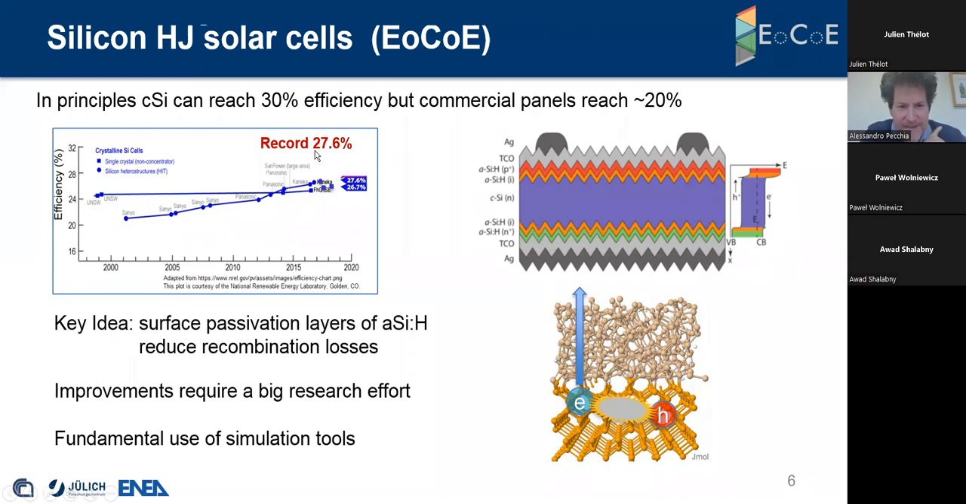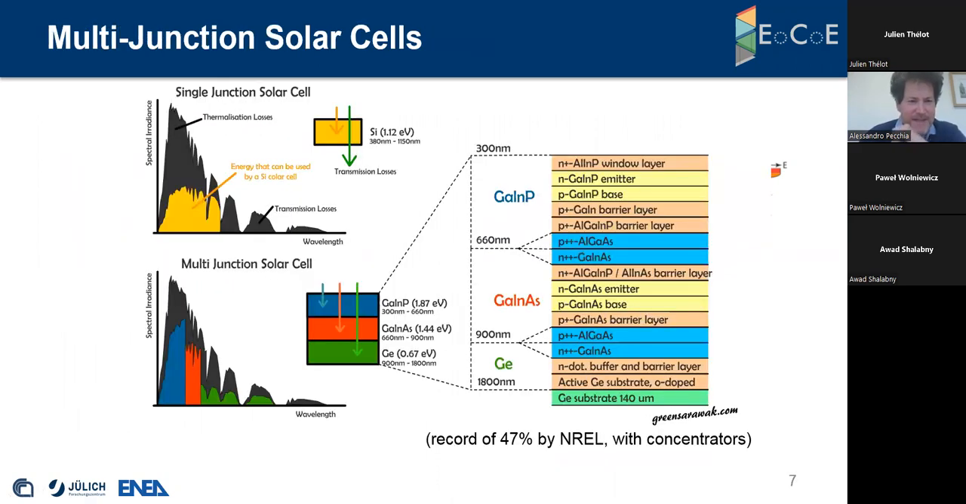In fact, the record efficiency now, by Kaneka, is around 27.6%, which is approaching the theoretical limit of silicon. But of course, this is not a single PN junction anymore; it starts to be a more sophisticated device. But that was the focus of the ECO project. That's why I think it's important to remember. And I will talk about that later on.